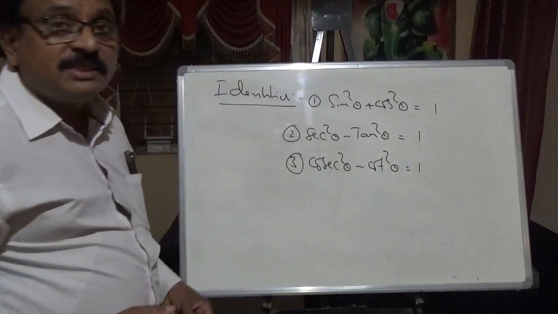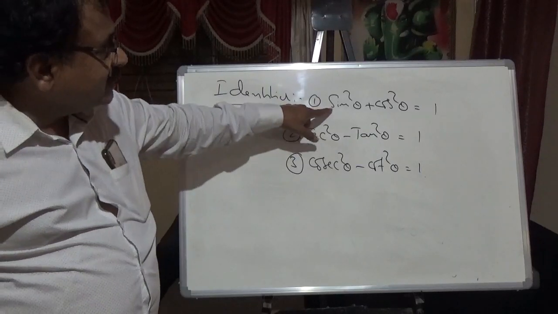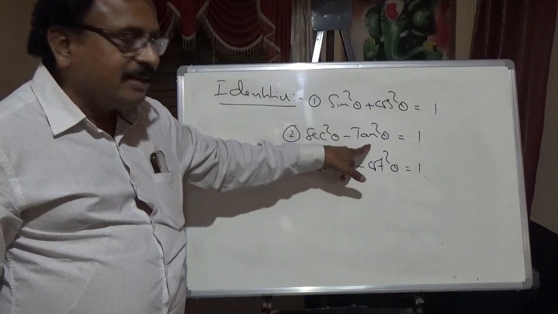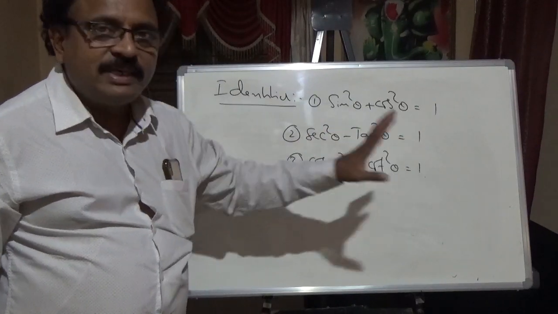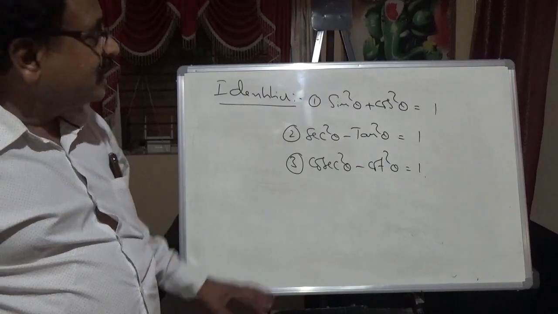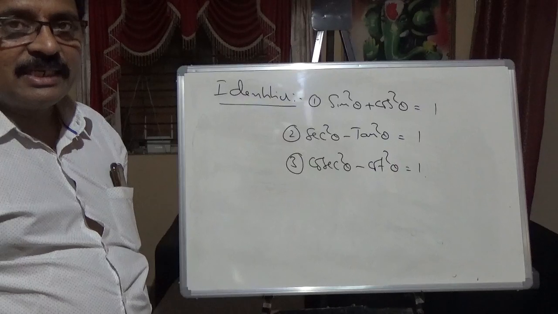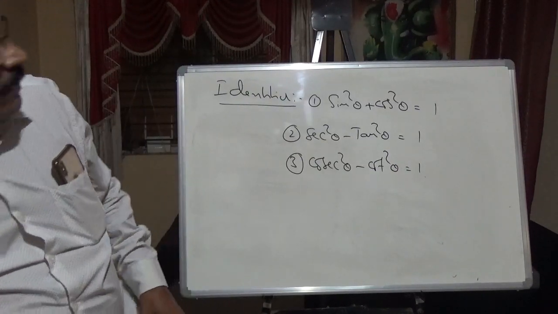In most of the places we are going to use these identities. The first identity, sin square theta plus cos square theta is equal to 1. Sec square theta minus tan square theta is equal to 1. Cosec square theta minus cot square theta is equal to 1. These are the three identities in trigonometry. Clear? Any doubt? Please ask me.